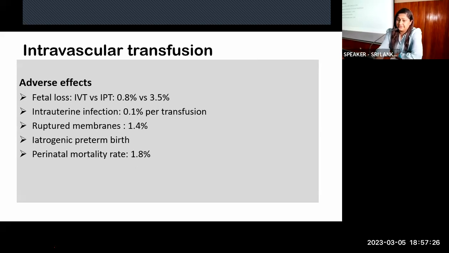However, the adverse effects include the risk of fetal loss. This is about 0.8% with an intravascular transfusion and much higher with an intraperitoneal transfusion. There is a risk of intrauterine infection, a risk of rupture of membranes, iatrogenic preterm birth, and procedure-related perinatal mortality.